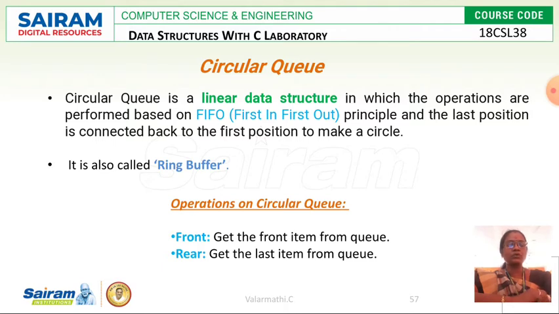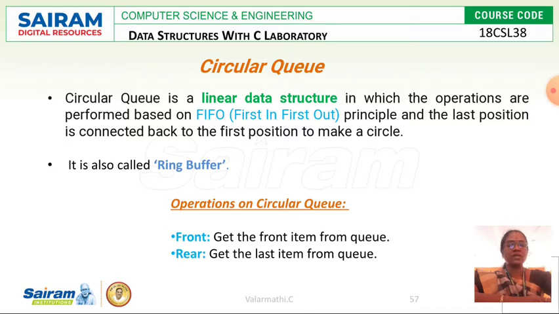This circular queue is extracted from the concept of queue, where the two terminal nodes, two terminal data elements are connected together to make a single circle. Okay, so it is otherwise called a ring buffer. The other name for circular queue is ring buffer.